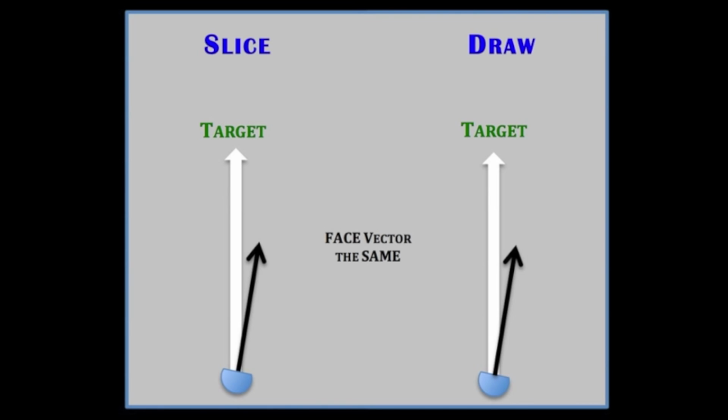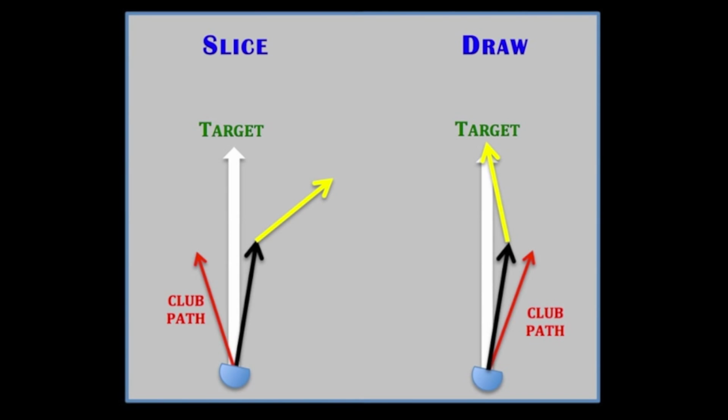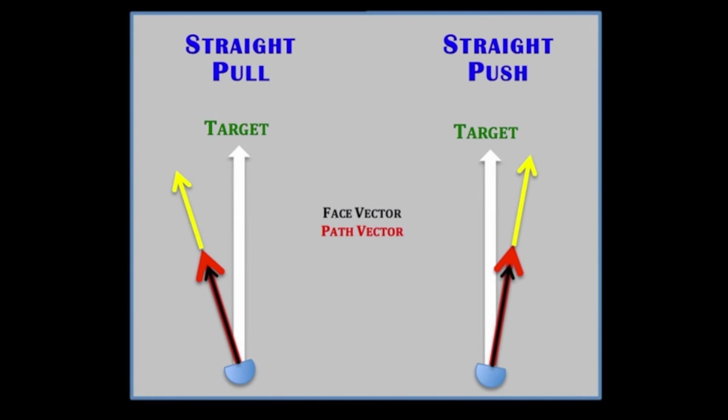So what caused the difference in how the ball curved? If the path of the club is moving to the right of where the face is pointing, the ball will curve in the opposite direction to the left. If the path of the club is moving to the left of the face, it will curve to the right. If the face and path vectors are pointing in the same direction, there will be no curve. The ball will move in a straight line. This graph is showing a straight push and a straight pull.